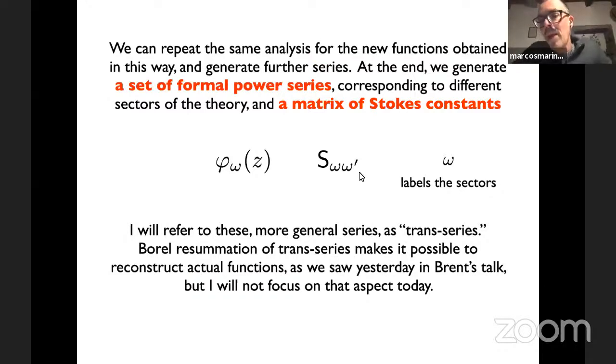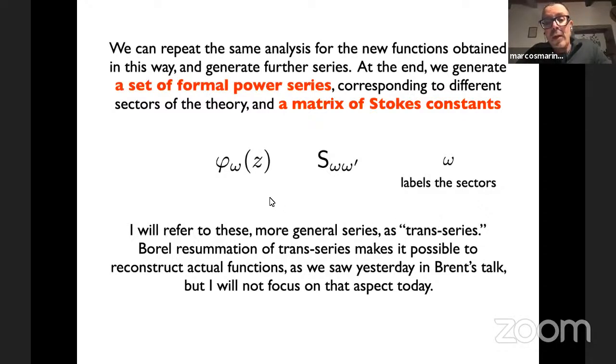So in a sense, behind a simple perturbative series, you will find all this structure in which you have additional formal power series related by looking at the singularities of the Borel transforms, and there will be a matrix S_{omega omega prime} relating these power series. And these more general power series, I will refer to them as trans-series. Brent was introducing this formal concept yesterday.